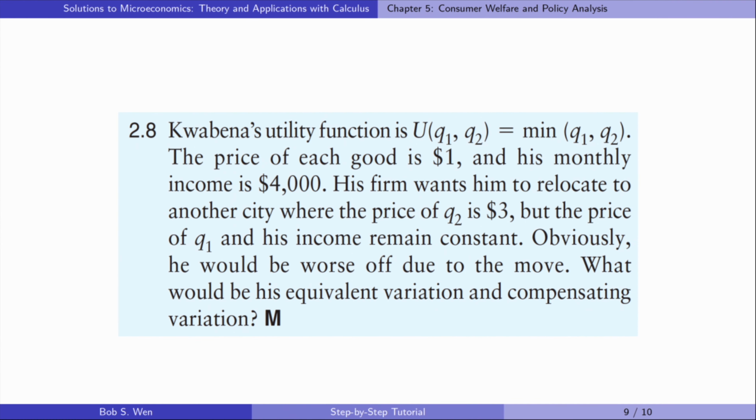Let's do exercise 2.8. The consumer's utility function is as follows. The price of each good is $1, and his monthly income is $4,000. His firm wants him to relocate to another city where the price of Q2 is $3, but the price of Q1 and his income remain constant. Obviously, he would be worse off due to the move. What would be his equivalent variation and compensating variation?